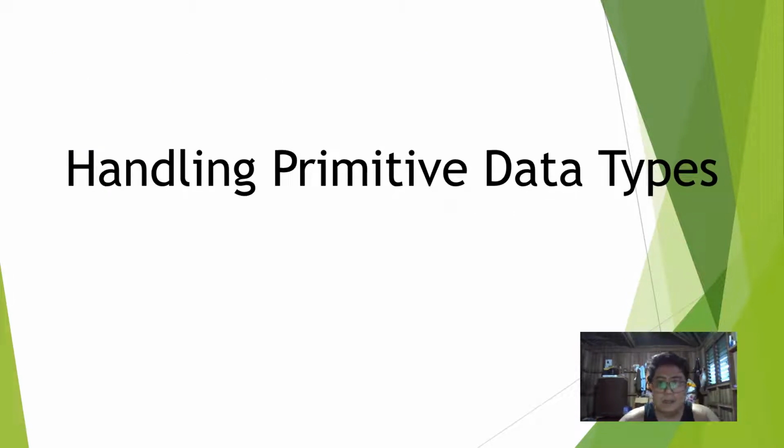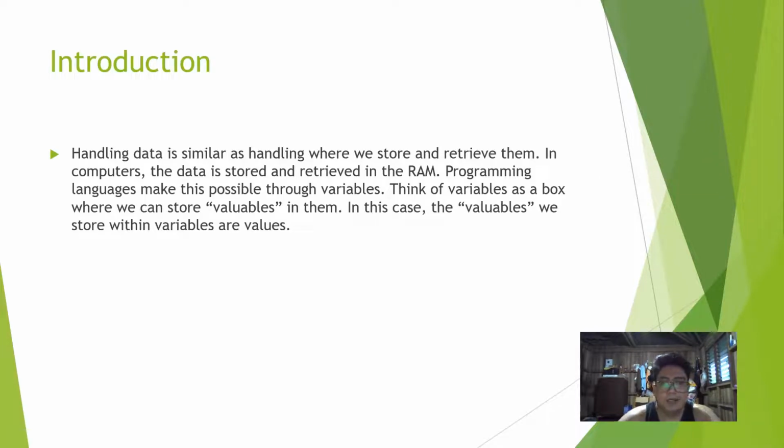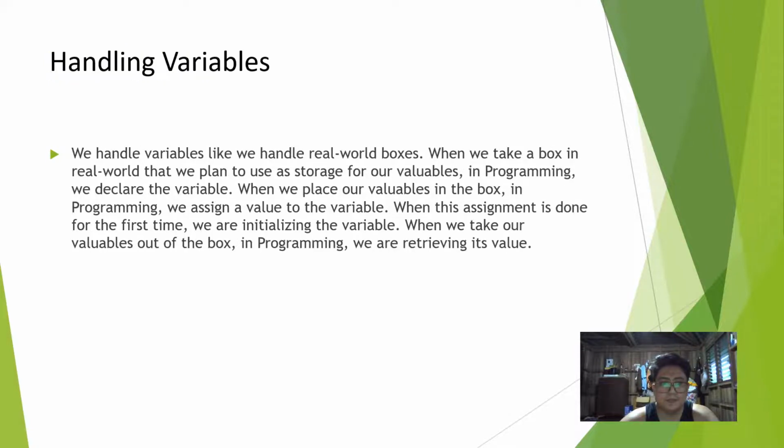And my second topic is handling primitive data types. Introduction. Handling data is similar to handling objects where we store and retrieve them. In computers, the data is stored and retrieved in the RAM. Programming languages make this possible through variables. Think of variables as a box where we can store valuables in them. In this case, the valuables we store within variables are values.